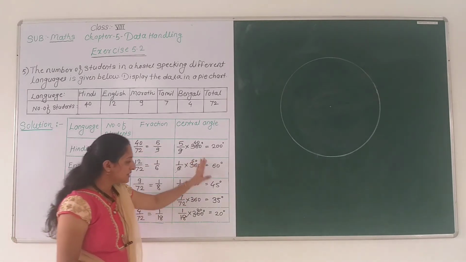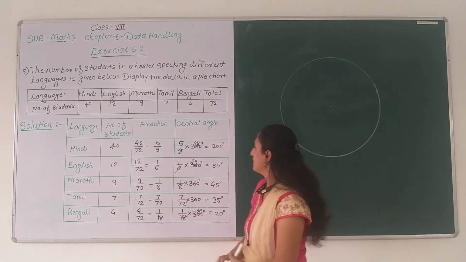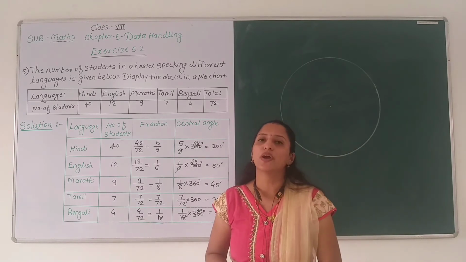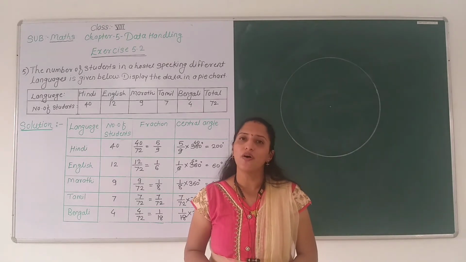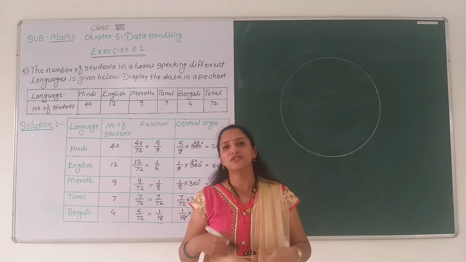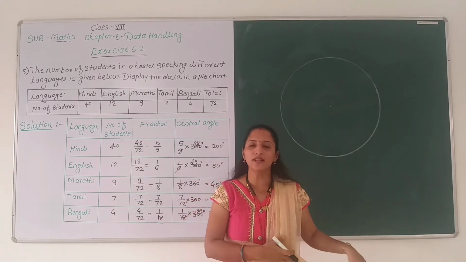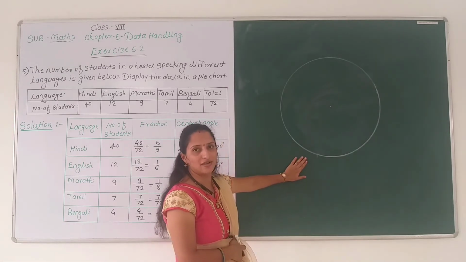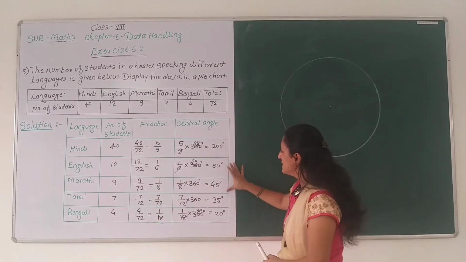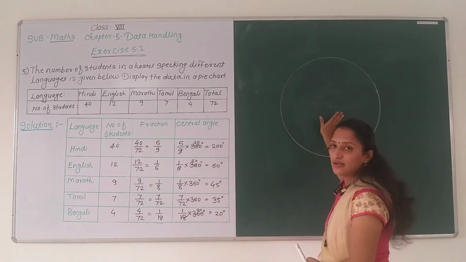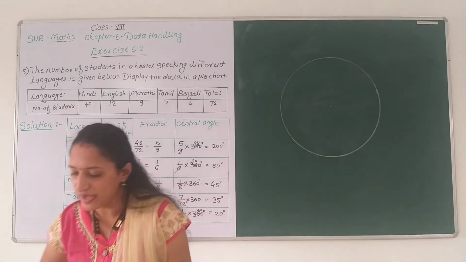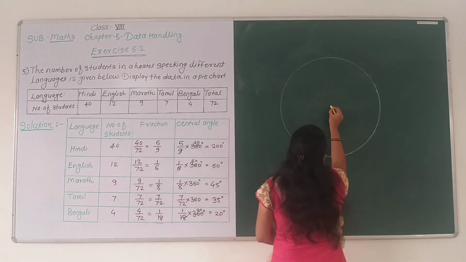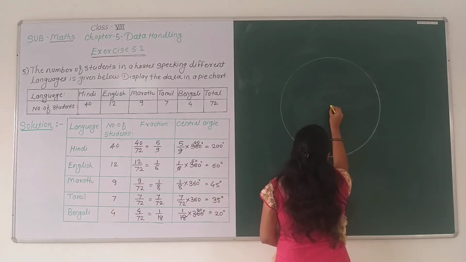Now with the help of this information we have to draw a pie chart. What is the first step? We have to draw a circle of any radius. As per your choice, draw a circle of any radius. I have already drawn a circle here. Now we have to put all this information in degree form with the help of this circle. So first, everyone, just make the circle dark.